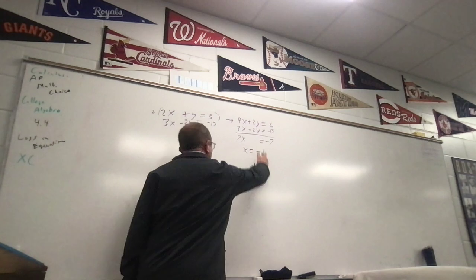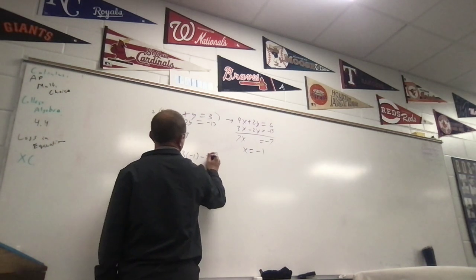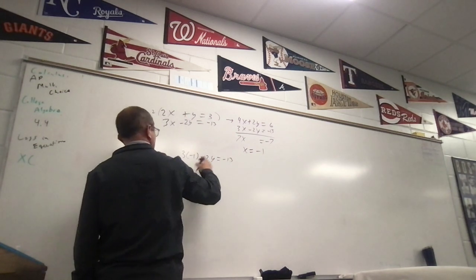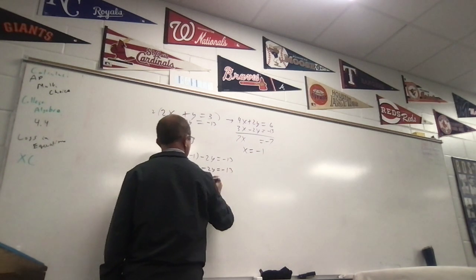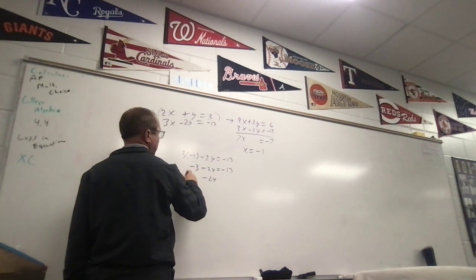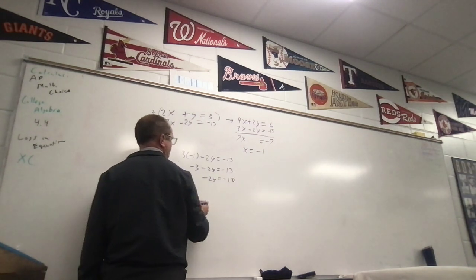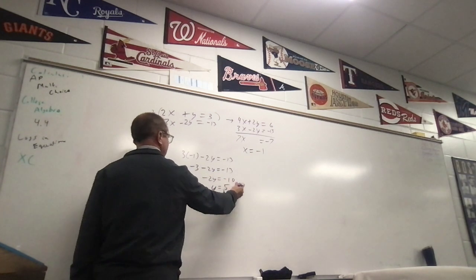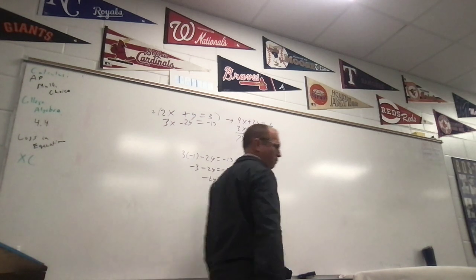From here, we solve it out just like we did the last problem. So 3 times negative 1 minus 2y equals negative 13. So negative 3 minus 2y equals negative 13. Negative 2y equals negative 13 plus 3, which would be negative 10. Dividing both sides by negative 2, we get 5. So we once again get the point negative 1, 5.